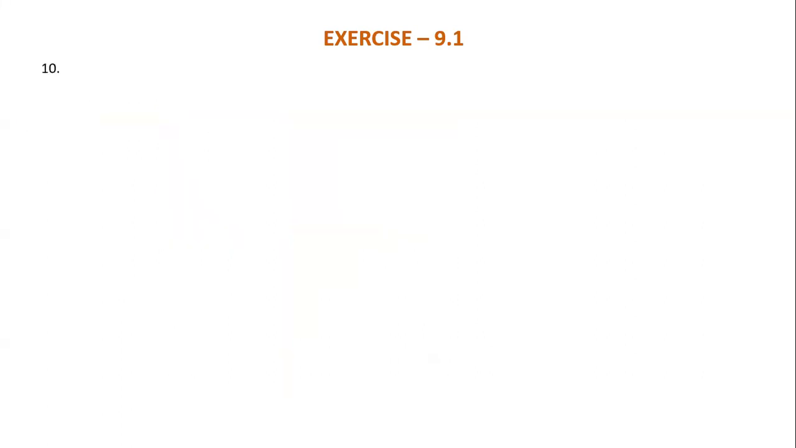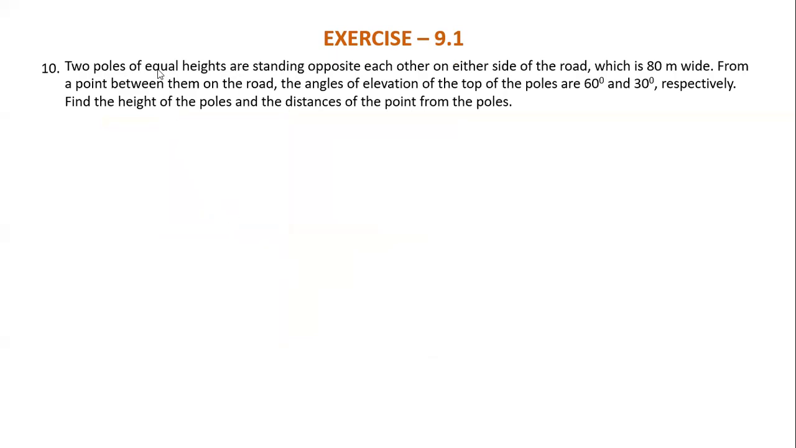10th question. Two poles of equal heights are standing opposite each other on either side of the road. Two poles are there on either side of the road, which is 80 meters wide. There is a point between them on the road. The angles of elevation of the tops of the poles are 60 degrees and 30 degrees respectively. Find the height of the poles and the distance of the point from the poles.